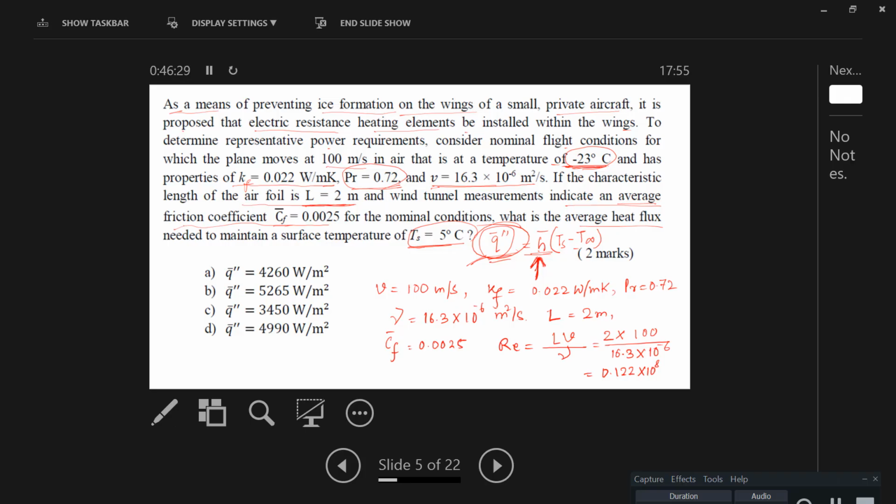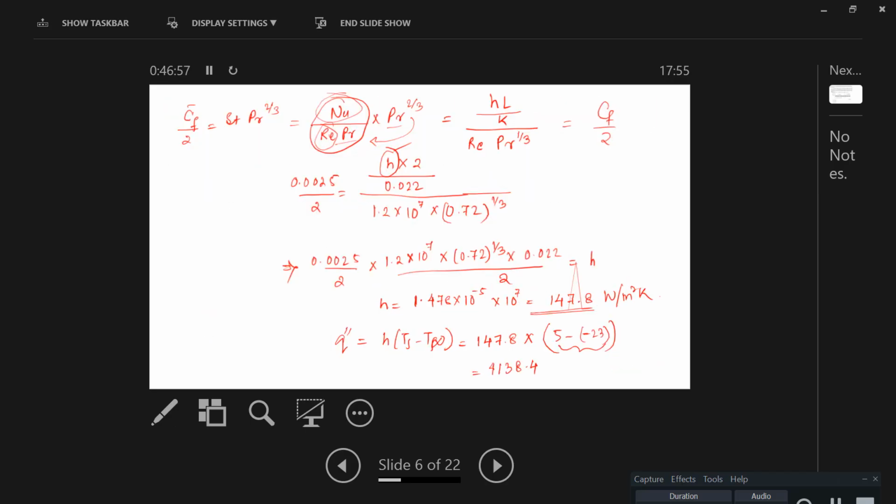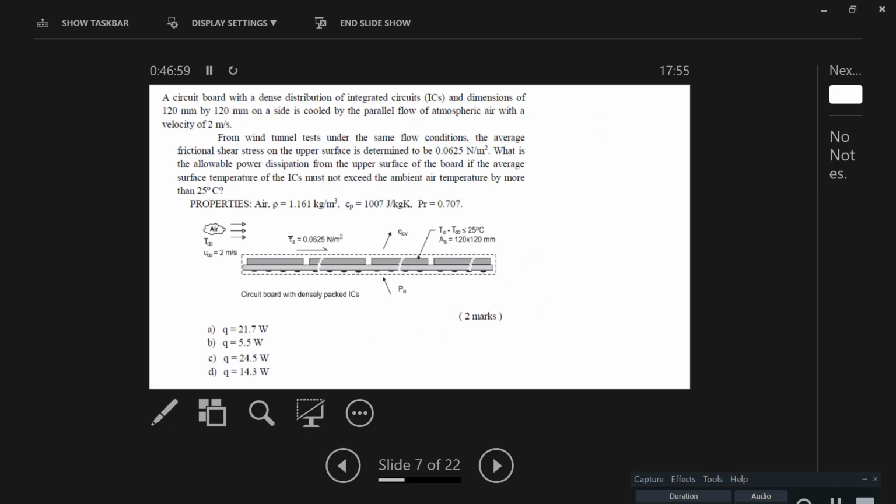So from all these questions, what you get is that the main thing is you have to calculate either the local heat transfer coefficient or the average heat transfer coefficient. If you can find this H, then you can proceed with the next step. I mean, you can solve the problem. So the main goal is to find this H in such problems. So next we come to the next question.